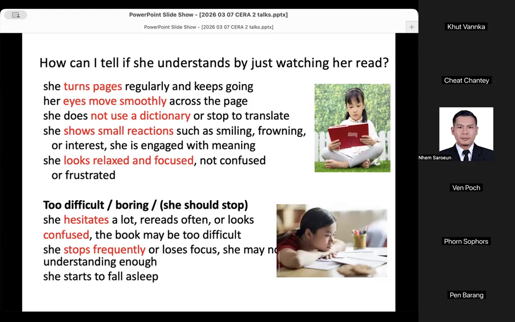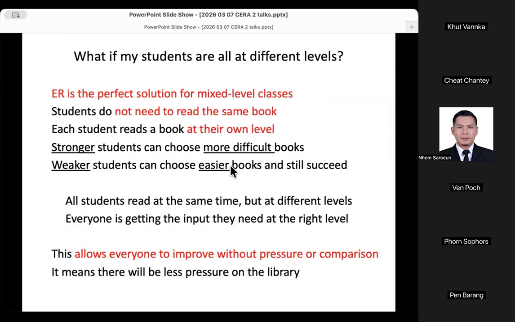If the book is too difficult, she's going to hesitate. As you can see in the picture, her head is going to be on her hands. Maybe she's confused, she's stopping frequently, or maybe she starts to fall asleep. These are signs as a teacher to watch for whether students are understanding or not understanding.